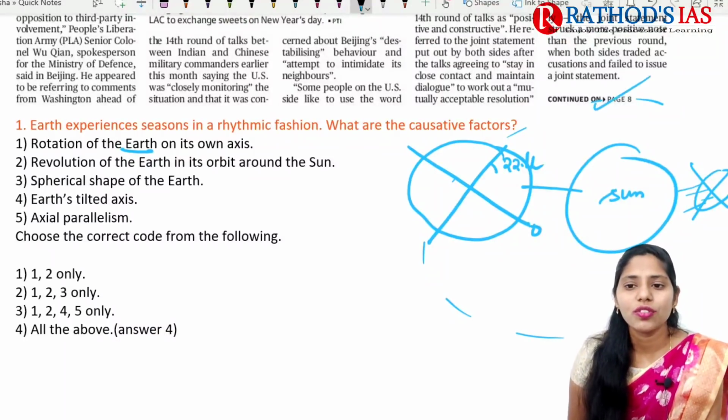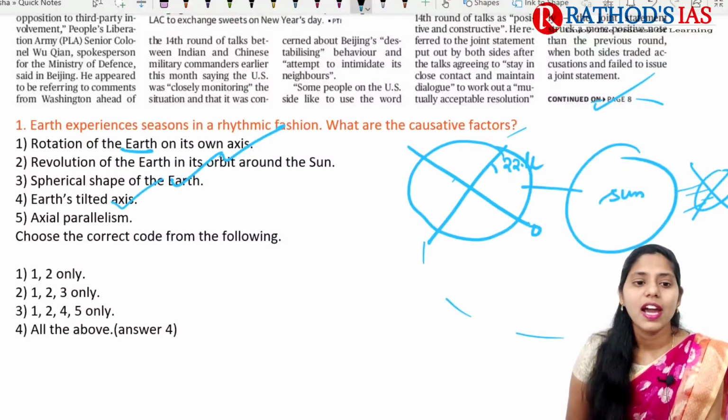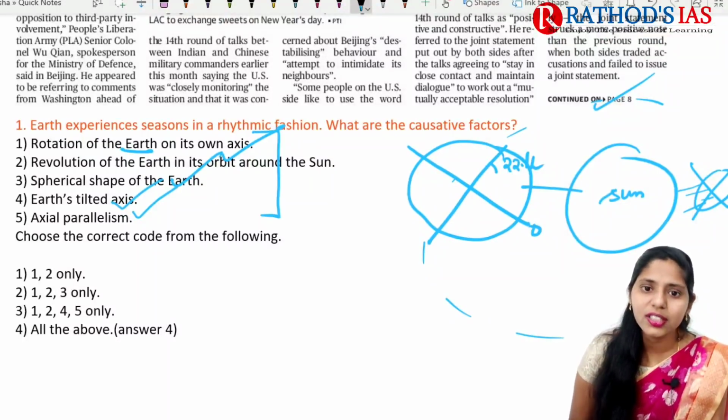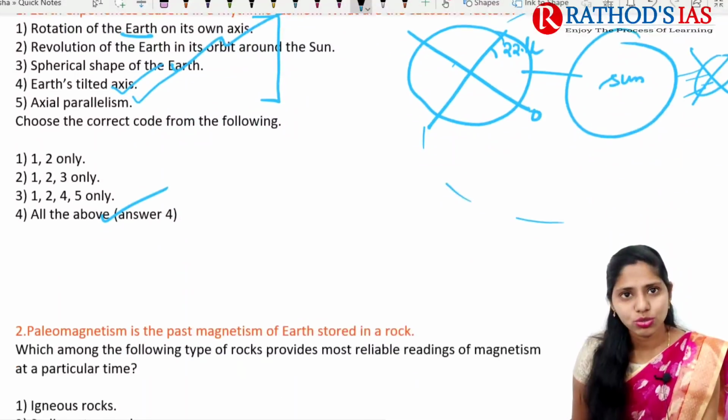Because of this, it is one of the important reasons for the seasons. And revolution is very important, and even the spherical shape of the earth, the earth's tilted axis and axial parallelism. Yes, these are all important factors for the seasons. So the correct option here is all of the above.